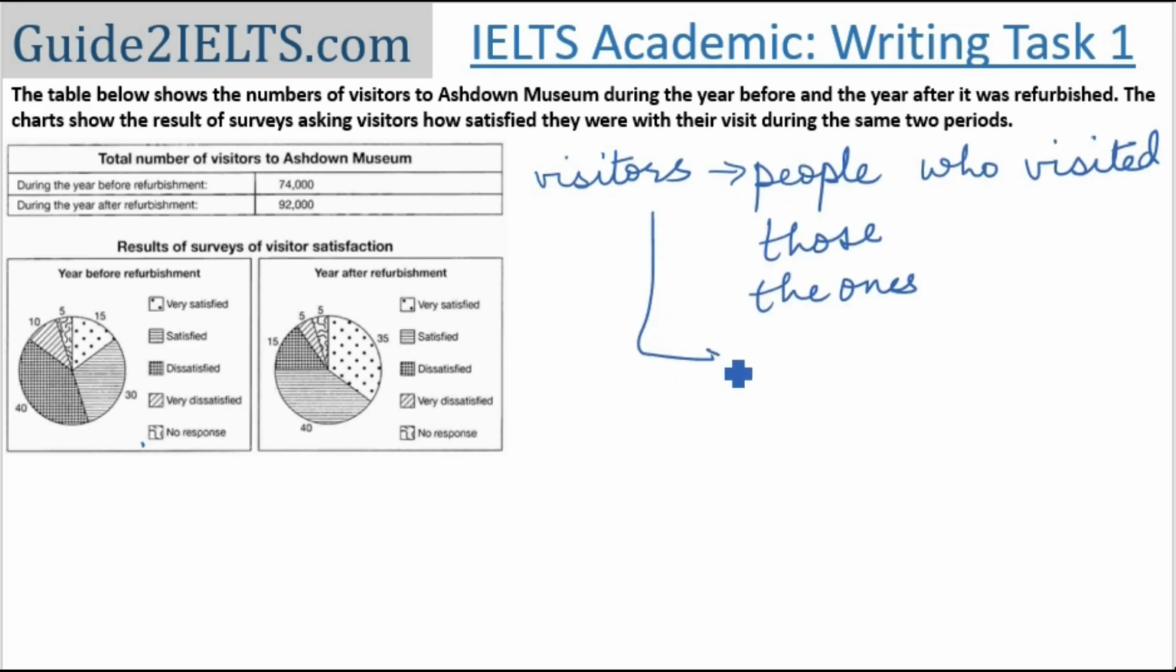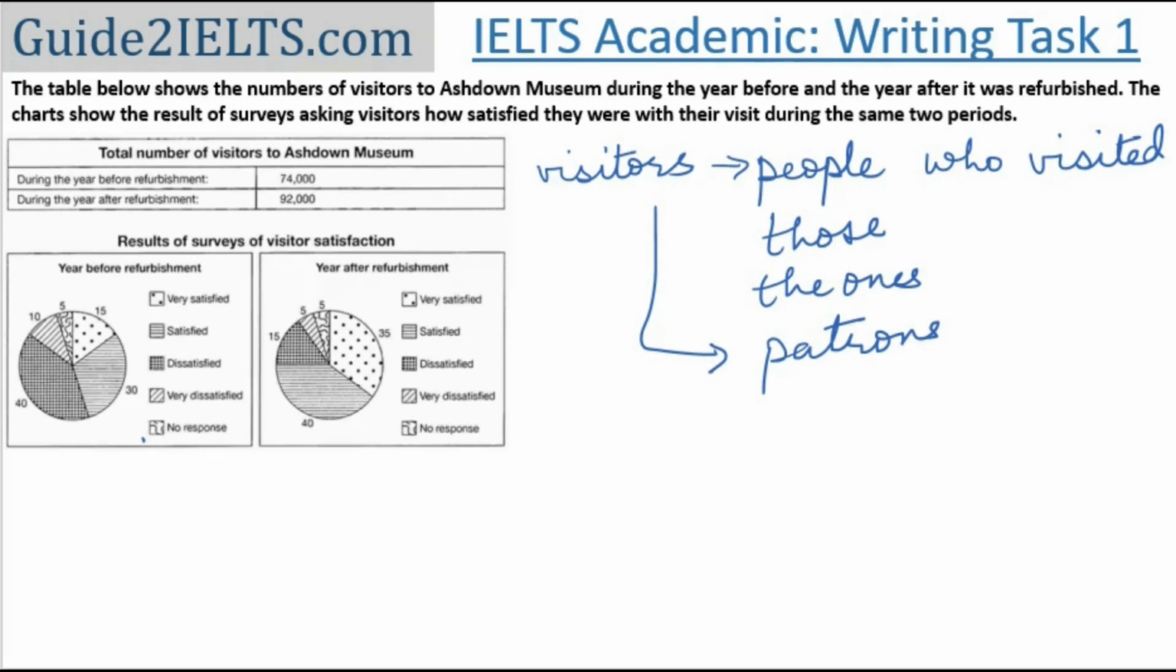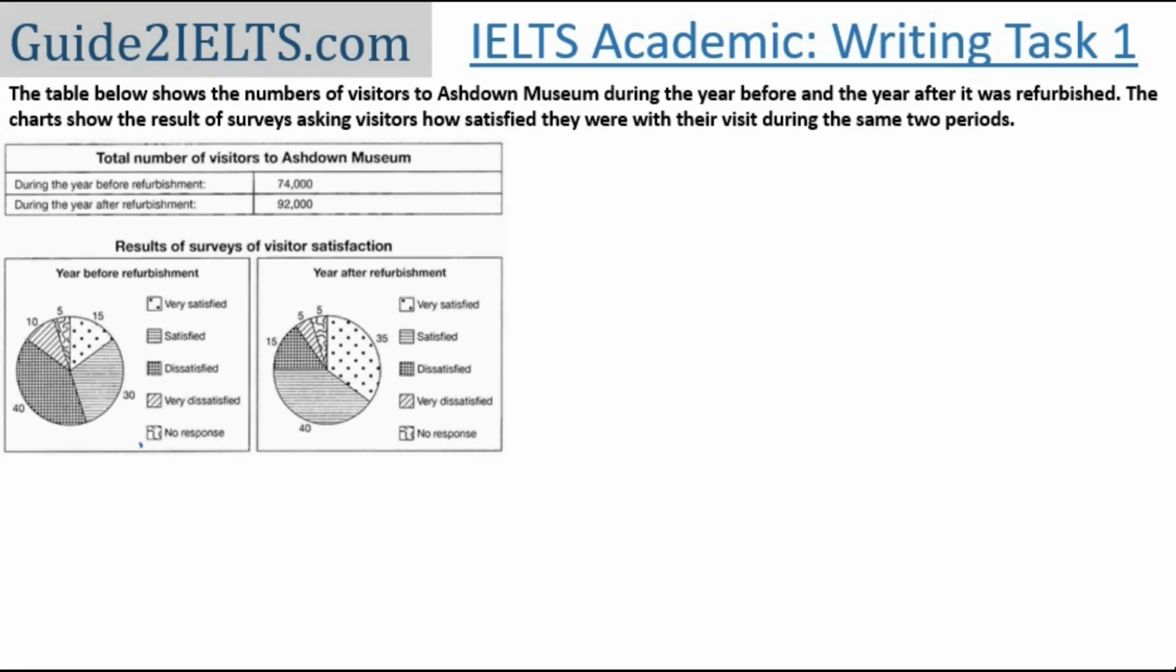For visited, we also have the word went to, and then there's another word, frequent. So instead of saying that these many people visited the museum, can we also write these many people frequented the museum? I'll avoid it in this writing because to frequent a place does not just mean to visit a place, it means to visit a place regularly. A word that can, however, replace visitors is patrons.